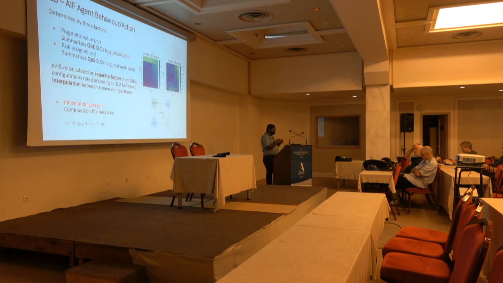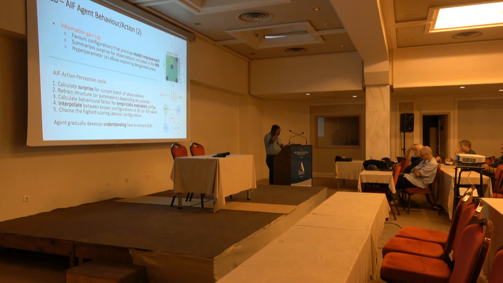So how does this active inference agent change behavior or action? We consider three major parameters here. One is pragmatic value, which imposes our SLOs related to quality of experience, and we consider risk as well. There is another parameter which summarizes quality of service related SLOs. Along with these two, to control the parameters, we also use information gain. This information gain balances and gives a better result and helps it converge quickly.